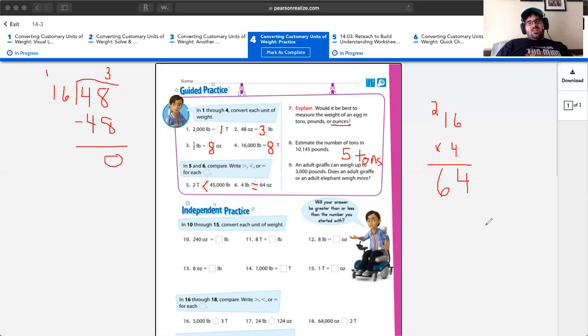And that is all from 14-3, converting customary units of weight.